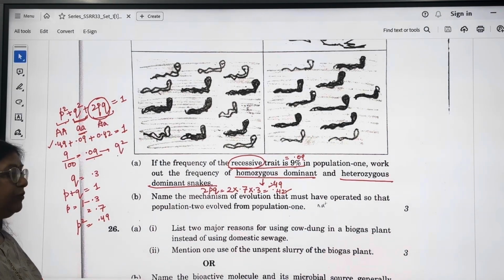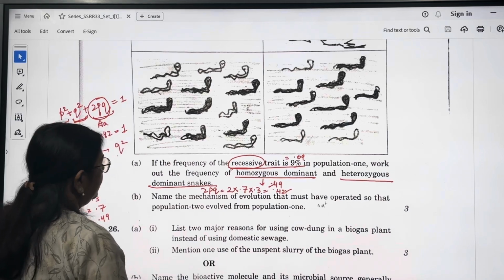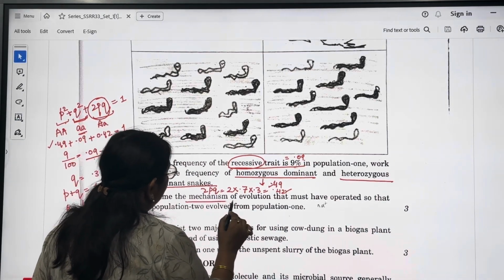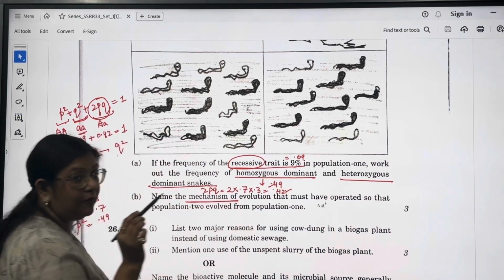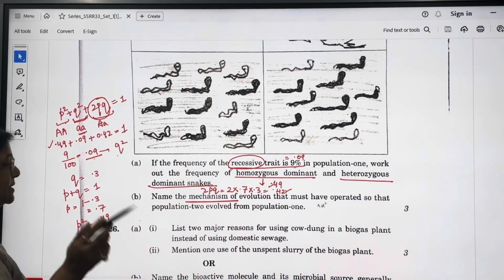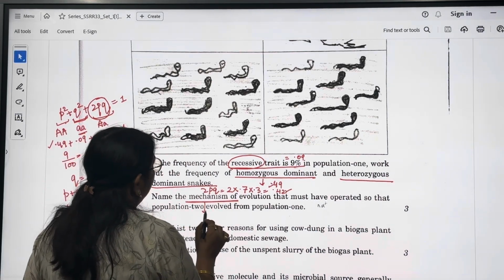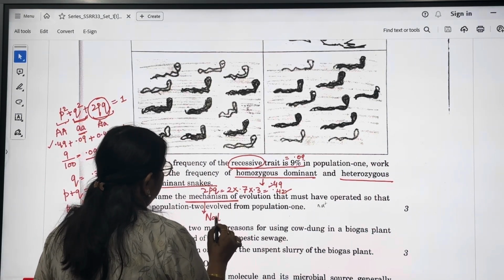Name the mechanism of evolution that must have operated so that population 2 evolved from population 1. It is given in question number 3 also of section A, where the industrial melanism example is given, and it is clearly written there: natural selection.